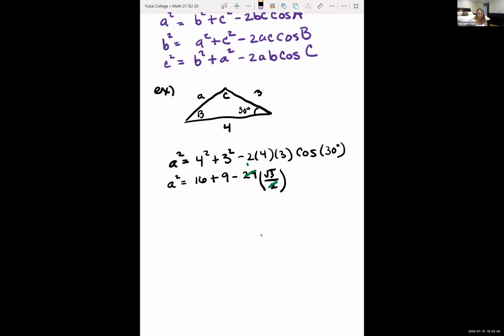2 goes into 24 12 times. So we get A squared is equal to 16 plus 9 is 25 minus 12 root 3. I need to take the square root of both sides. I'm talking about a distance, so it doesn't make sense to have a negative in front of the square root. So here's an example where I could leave it in exact form if you didn't have a calculator. So let's see, so square root, oops.